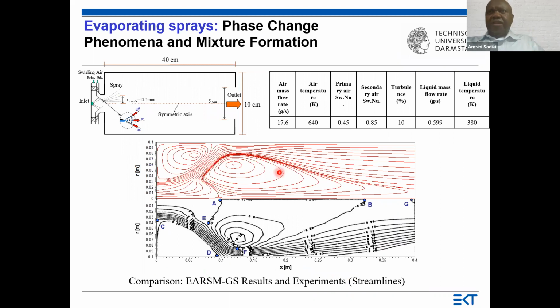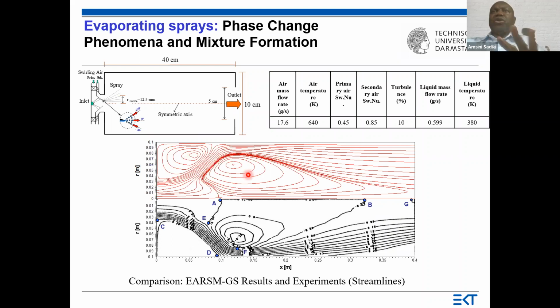We use here RANS, and we have the experiment. This is the streamlines we obtain from experiment. And we use the explicit algebraic Reynolds stress model based on Gatski-Speziale model. And this model could help us to reproduce almost exactly the experimental data. As you see, the corner recirculation zone and the central recirculation zone.